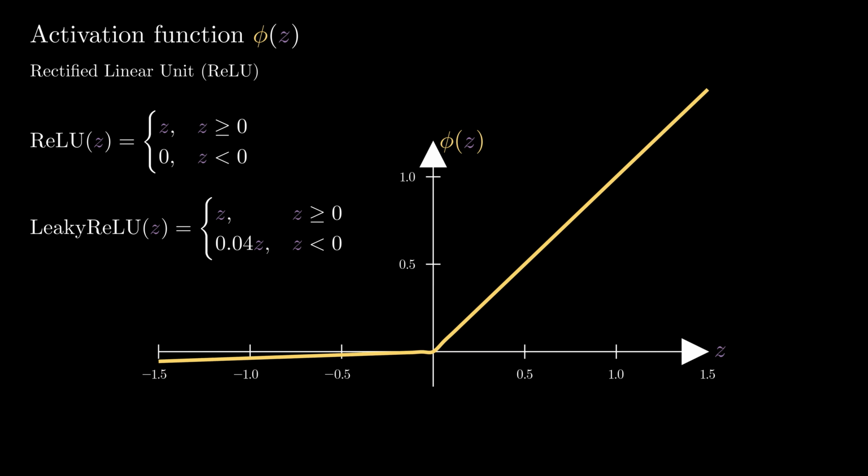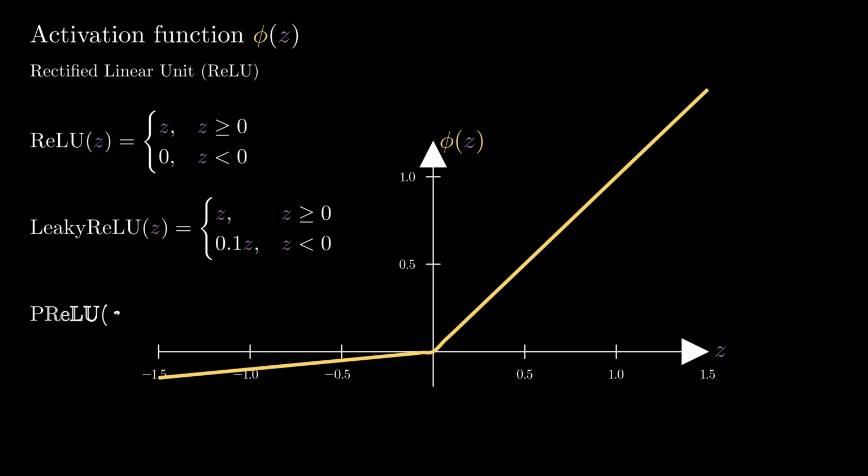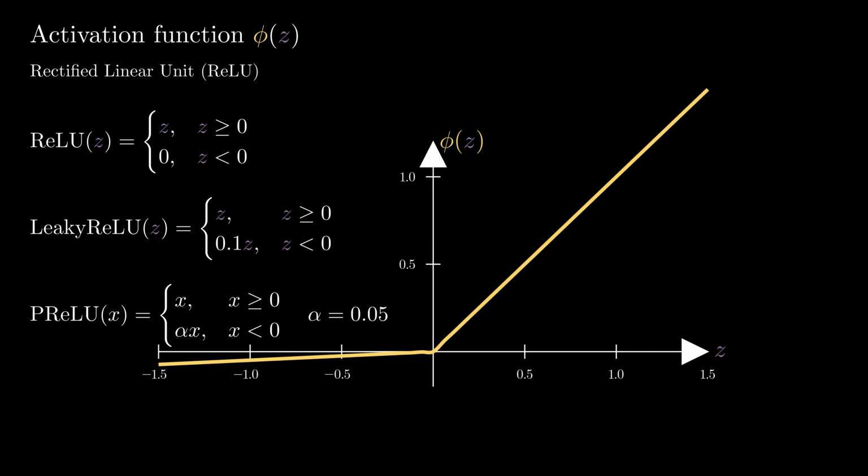The optimal slope alpha depends on the dataset and architecture. A value that works for image classification may fail for language modeling. Instead of setting alpha manually, we can treat alpha as a learnable parameter and optimize it alongside all other weights using backpropagation. This variant is called the Parametric ReLU or PReLU. PReLU adapts the negative slope to the data, often improving accuracy over both ReLU and fixed slope Leaky ReLU.